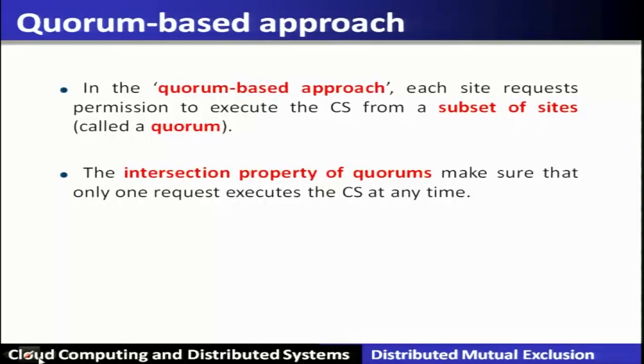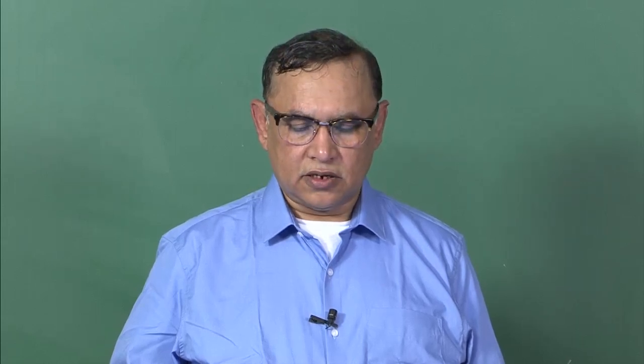Quorum-based approach. In the quorum-based approach, each site requests permission to execute the critical section from a subset of sites, which is called a quorum. This quorum, or subset of sites, has to satisfy some properties. For example, the intersection property of quorums. That makes sure that only one request executes in the critical section at any point of time, and that not all sites are required to give permission.